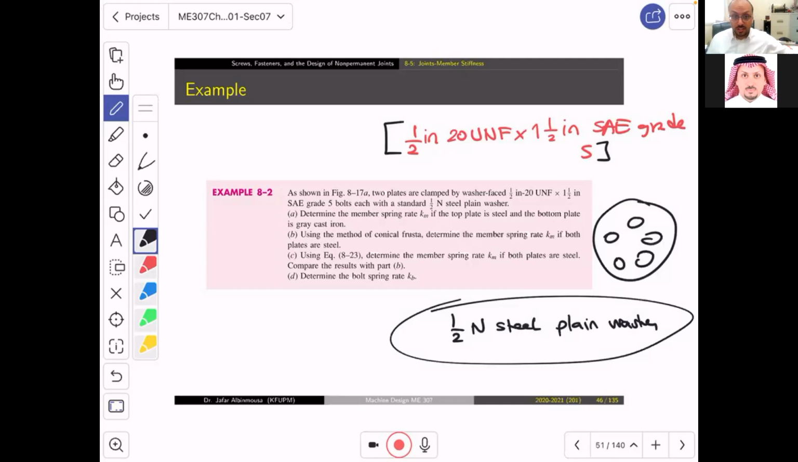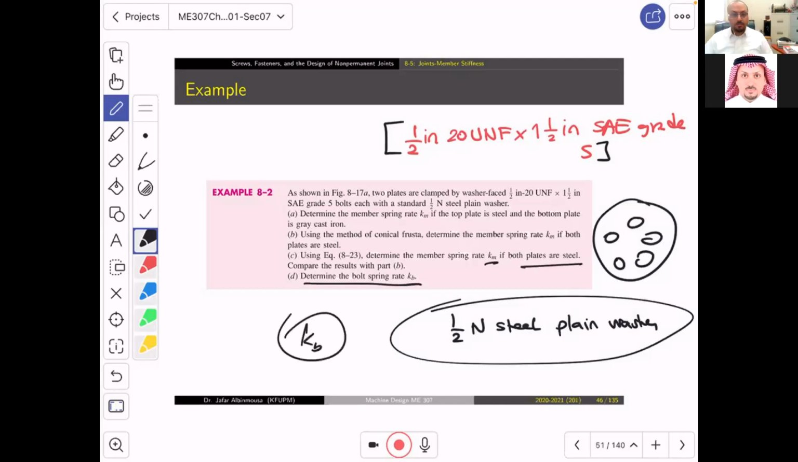Of course, gray cast iron has a different modulus of elasticity than steel. This is where we have a problem. And then the question says, determine what happens if this is all entirely made from the same material. Then it says, use the equation, which I told you, A exponential to the power B D over L, to determine the spring rate if the plates are made from steel and compare the result. Then determine the bolt spring rate, which is KB.